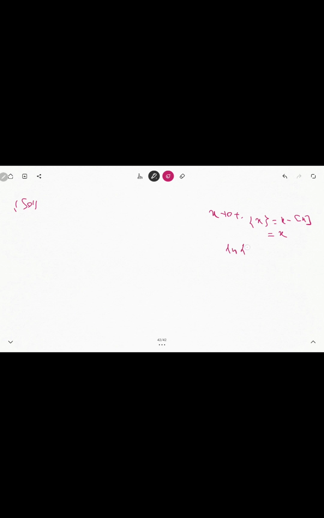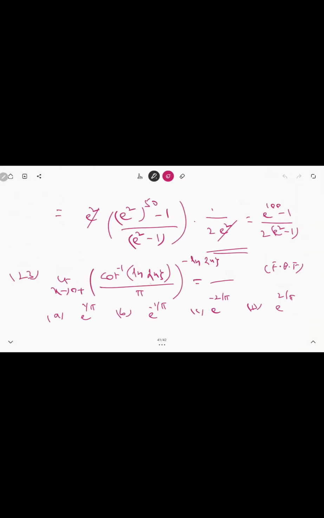So ln of fractional part of x will tend to ln x. But whenever x goes to 0 plus, ln x will go to minus infinity, because it is the graph of ln x, already we know it. Whenever 0 plus means the graph is extreme down, so ln x will go to minus infinity at 0 plus. So I am getting this part. So what is the output for cot inverse of negative infinity? It is pi. Pi by pi I am getting.